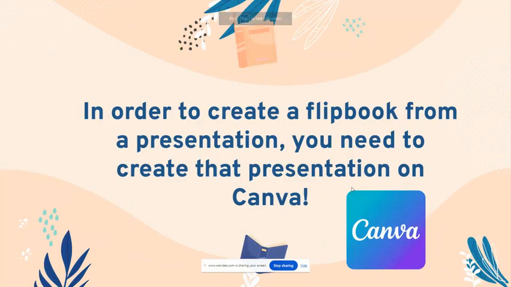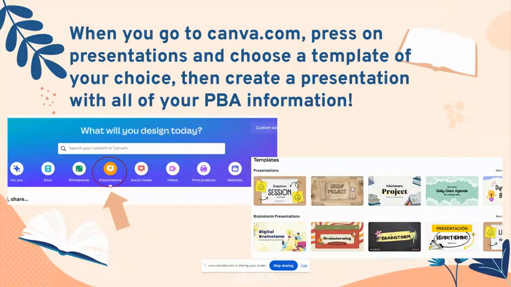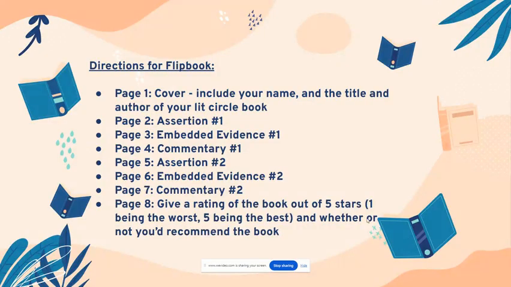you're going to start by going into Canva to create a presentation. Okay. When you go to Canva, you can press on presentations, which is right over here in this orange little icon, and then choose a template of your choice to create a presentation. Okay. It's going to have all of your PBA information that you just worked on. From there, each slide will be a different page in the flipbook. So as you can see, there's going to be 8 total pages.